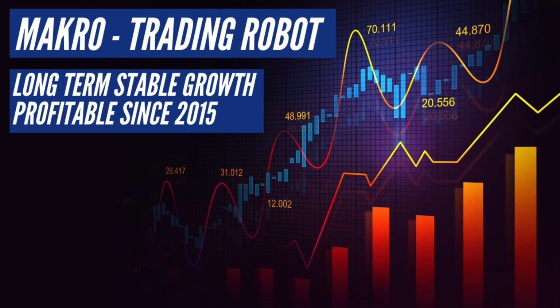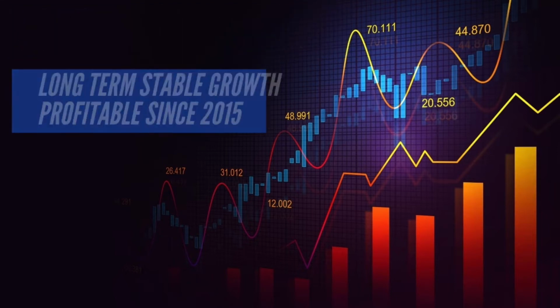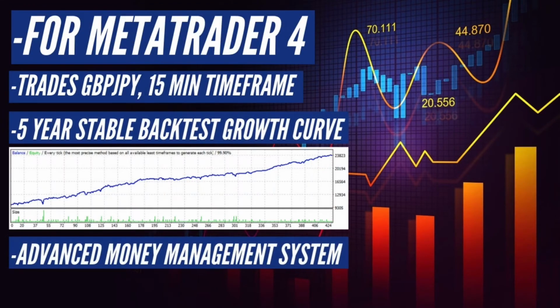I wanted to work on a trading robot which would last for a longer time frame, so we built this to run longer term. Something you can leave and let it just run. The backtest goes back to 2015, and the equity growth chart for five and a bit years has been very stable. This is for MetaTrader 4. It trades the pound yen Forex pair on the 15-minute time frame.